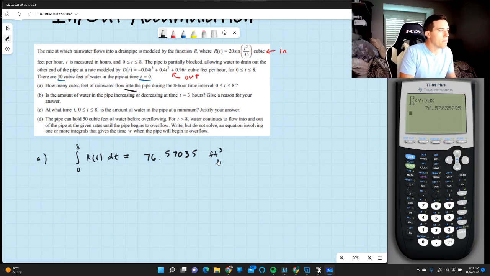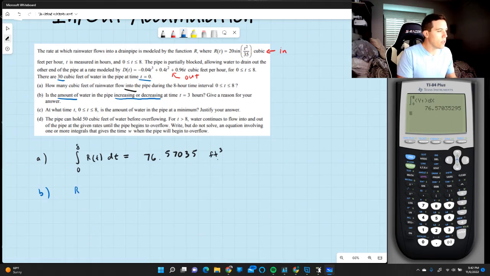All right, B says, is the amount of water in the pipe increasing or decreasing at 3? So to find the rate, because it's asking increasing or decreasing, it's asking is the amount increasing or decreasing, we need to work with the rate functions. So essentially all we need to see is what's bigger, the rate in or the rate out at time 3.